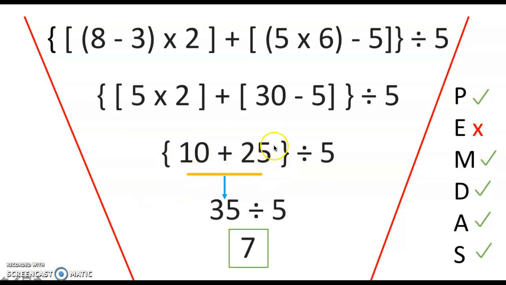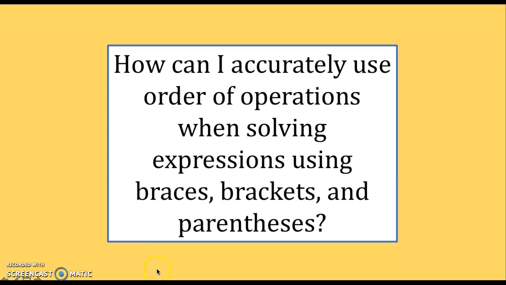Last step, the guardian needs to be taken care of because remember, parentheses are the baby, brackets are the older sibling, and braces are the guardian. We want to take care of them last because they want to make sure their mathematical family is taken care of. 10 plus 25 is 35. We're going to rewrite that sum right here. And we're going to rewrite the last half of the expression, which is divided by 5. Last step, find your quotient. 35 divided by 5 is 7.